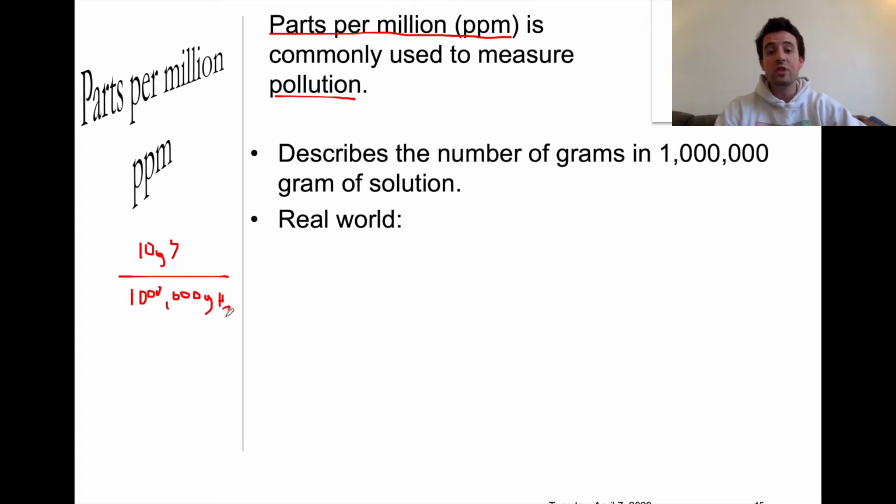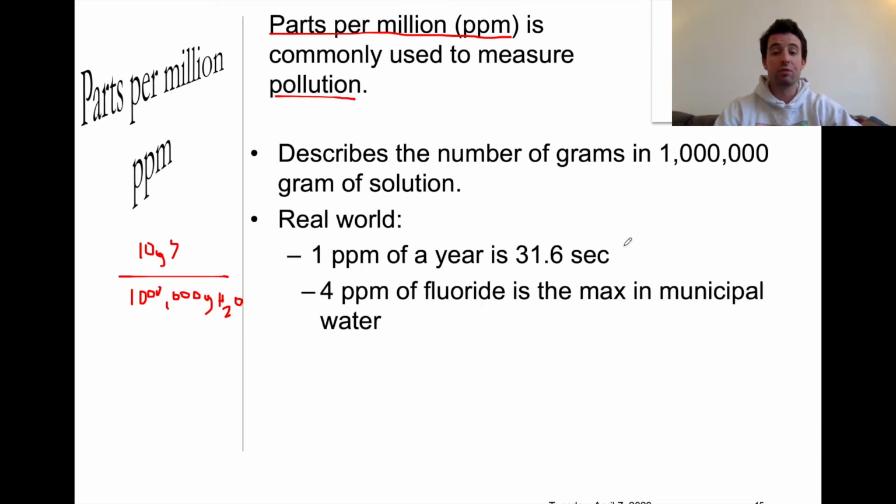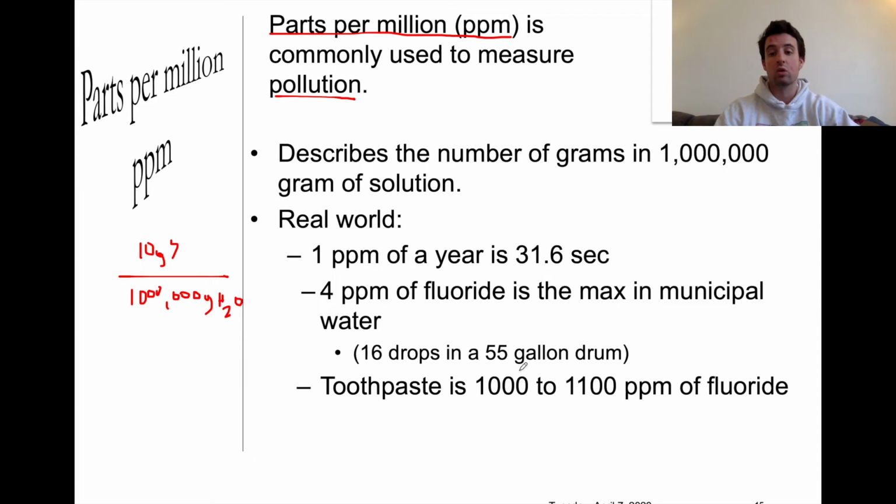If you take 1 part per million of a year, fun fact, that's 31.6 seconds. So it's half a minute, give or take. That's pretty cool, right? The maximum amount of fluoride allowed in your water supply is 4 parts per million. Compare that to toothpaste. Toothpaste has about 1,100 parts per million of fluoride. So toothpaste is pretty concentrated, your water supply fairly dilute.